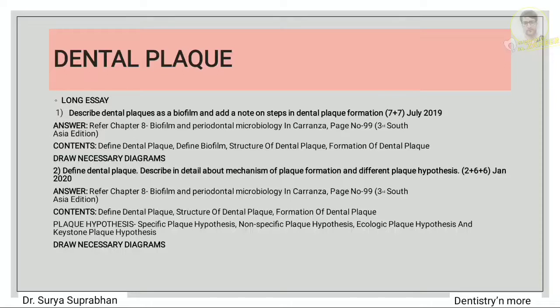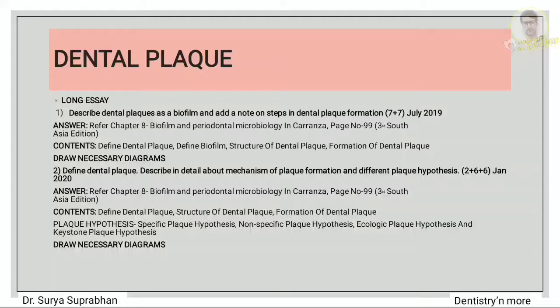Now coming to the second chapter, that is the dental plaque. So the long essay, first one is describe dental plaque as a biofilm and add a note on steps of dental plaque formation. You have to refer chapter 8, biofilm and the periodontal microbiology in Carranza, page number 99.